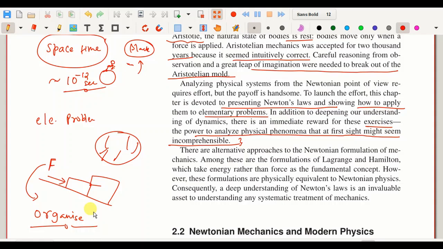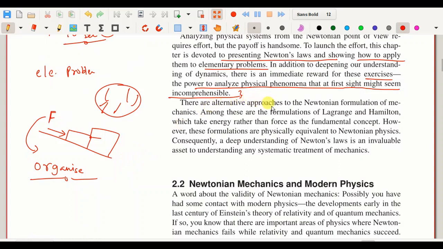Now if you want to become a very good theoretical physicist, you need this. Okay, without it you are incomplete. Only ideas can't help you. You need to also formulate those ideas. This is the way things actually work. There are alternative approaches to the Newtonian formulation of mechanics.